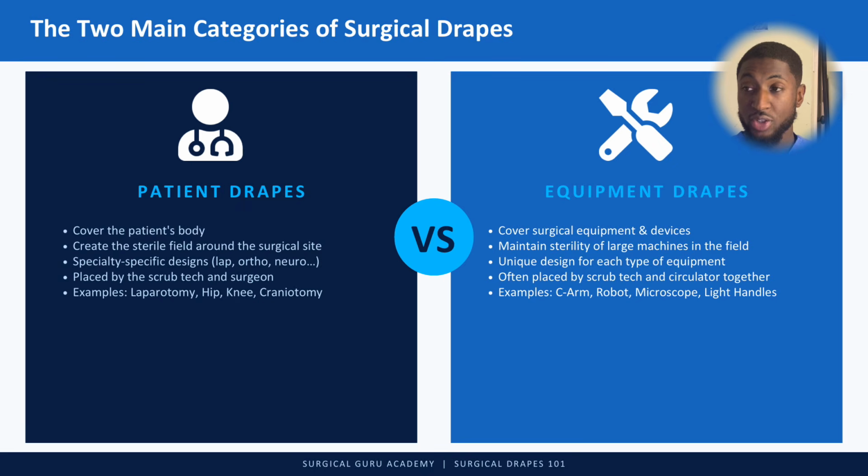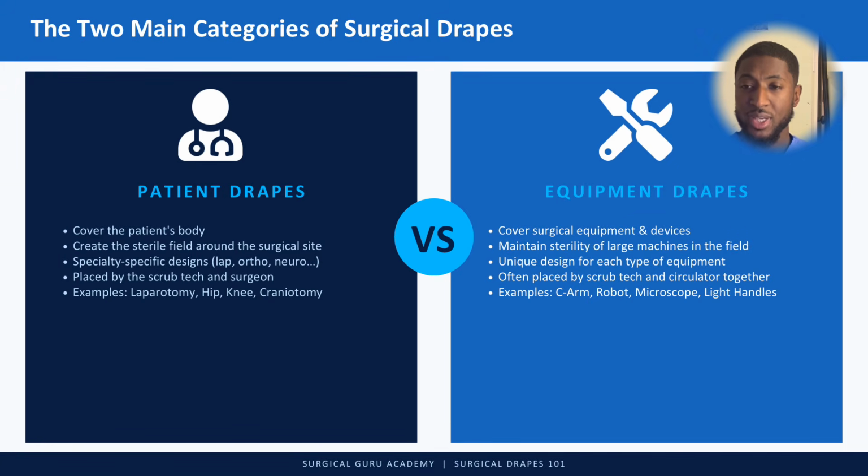You have orthopedic drapes, such as a total knee drape, which is a fenestrated drape. It has a hole right in the center of it. That way you can put it right over top of the knee. You have hip drapes, you have neuro drapes, you have all different types of specialty specific drapes for the particular type of surgery that you are going to be doing.